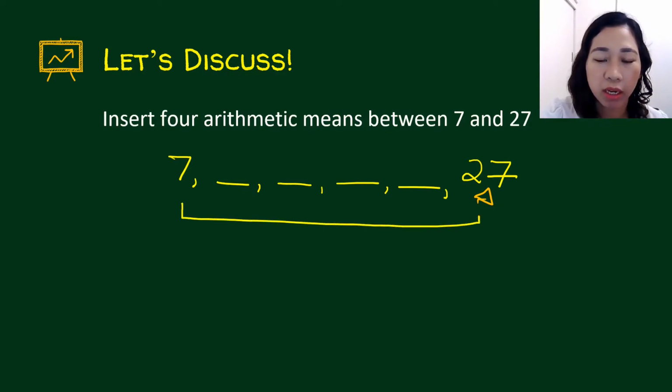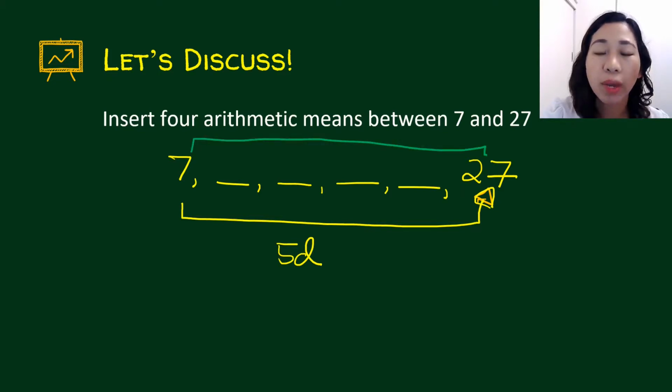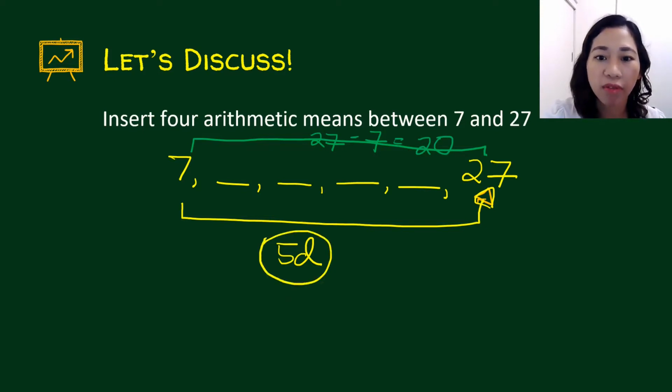So this one here, jump 5D. Okay? But from 7 to 27, what is the difference between 7 and 27? That is 27 minus 7, or 20, correct? So now, from here, we can see that 5D is equal to 20. So let's just write that down. 5D is equal to 20.